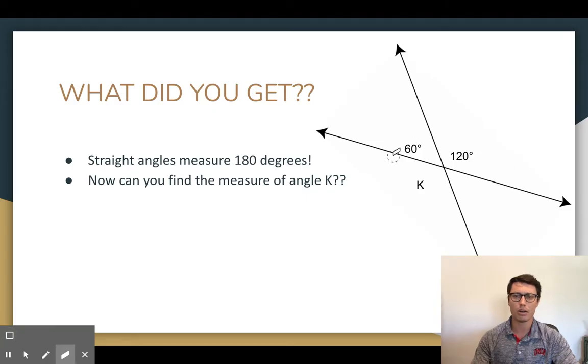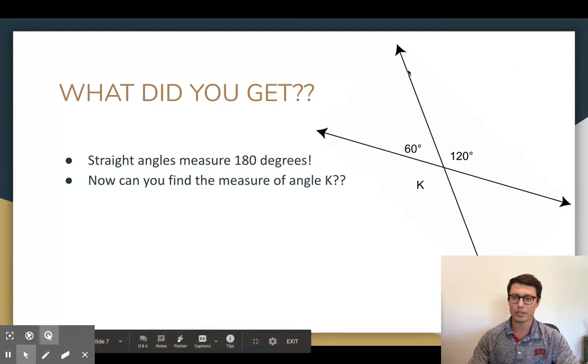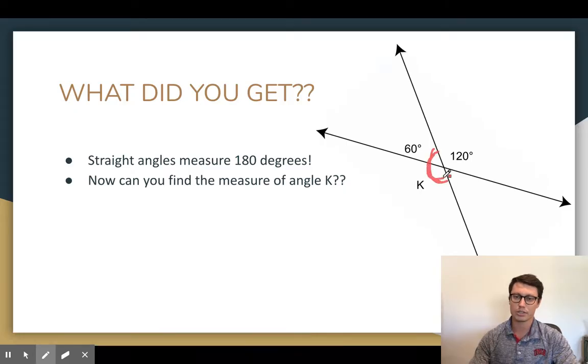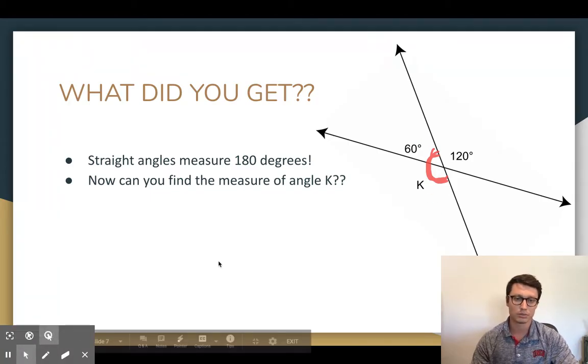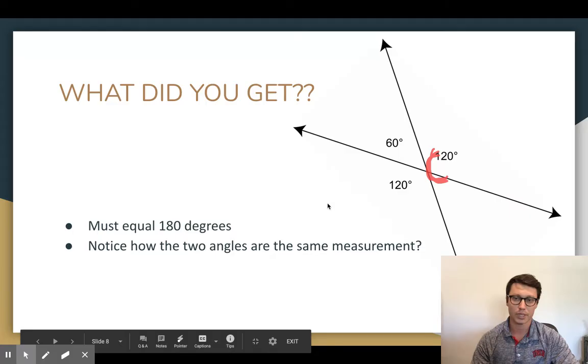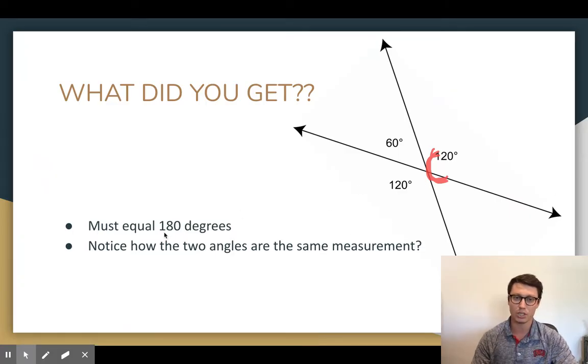Now, if you know that this is 60 degrees, find the measure of angle K. Again, this now makes a straight line. Think, now this is a straight line that measures 180 degrees. If this is 60, what must K be? You should get 120. It has to add up to equal 180 degrees. It's a straight line.